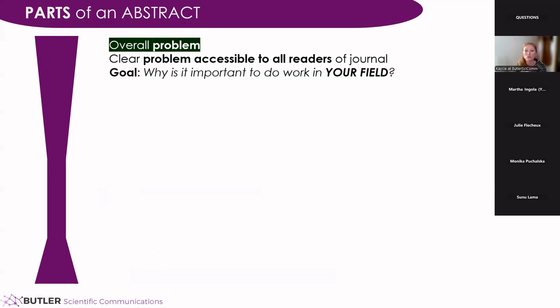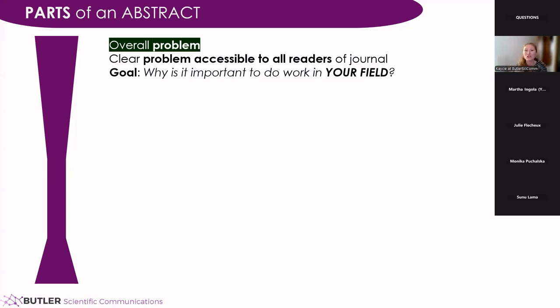Our abstract is going to start by explaining to our reader something that they can access, that they can think about, that they understand, something that they know is important. And the goal here, what we really want to be able to do, is show the reader right up front at the beginning of our abstract why it's even important to be studying in our field. Why is it important that we're doing this work in our field? Because if we can't convince a reader that working in our field is important, we've already lost the game, okay?